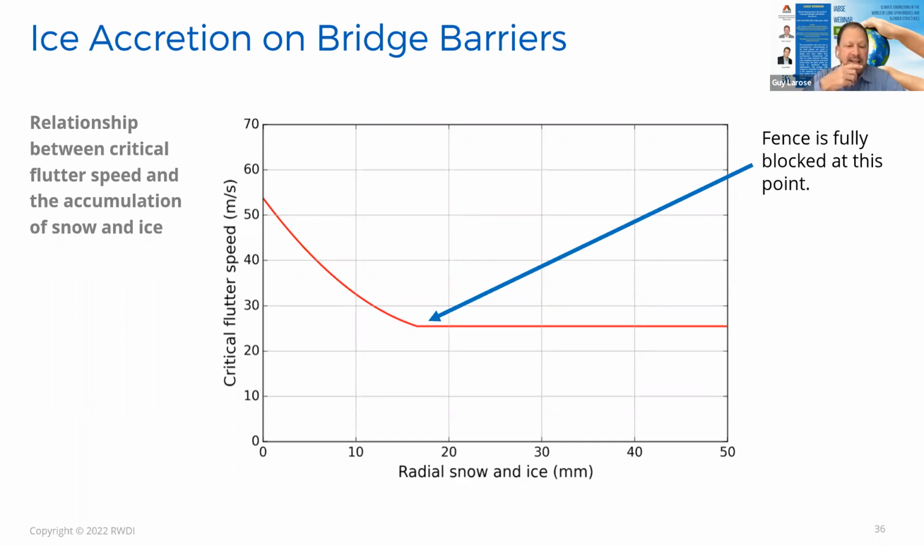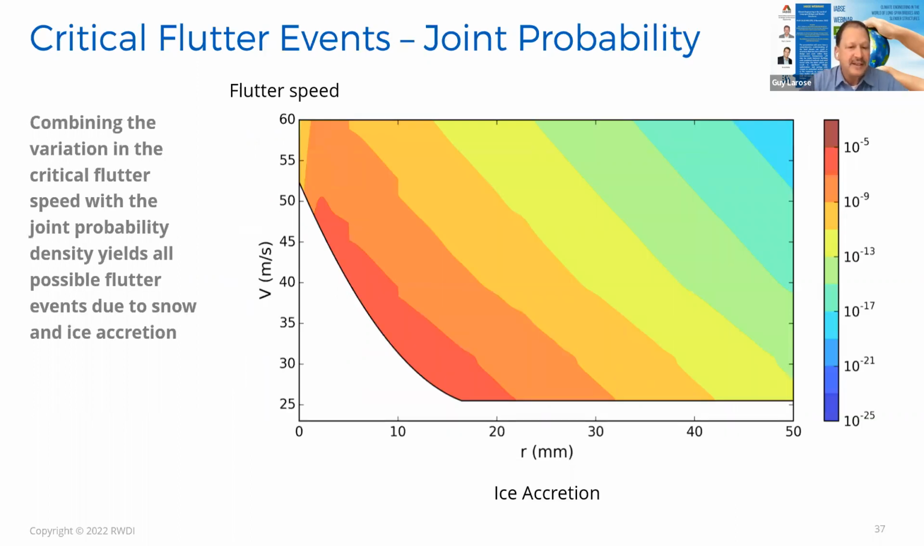The next. Yeah, so on that slide, we have to look at this in a very smart way. This is a graph of flutter speed as a function of ice accretion, and we have to look at the joint probability of occurrence. You're not looking at the strongest wind and the maximum ice combined to define the limit. Those are extreme events, and the risk of them happening at the same time is really low. So if you know the probability distribution of each, you can evaluate the joint probability and define where you stand in terms of your risk.